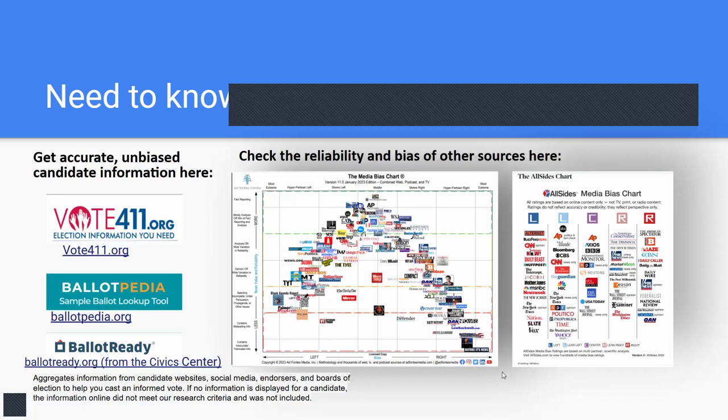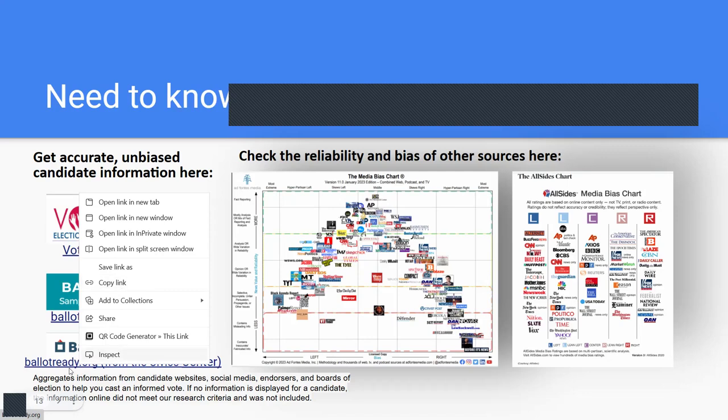I'm sorry, Pat, but would you mind talking again about Ballot Ready? Because this is new to me. Yeah, it is new. It's new to everybody. It comes from the Civics Center, which is a national organization that has partnered with us for youth voter registration. They promote student-led voter registrations in high schools, and that's their target group. But they also have this Ballot Ready form or website. In fact, let me just open it up.